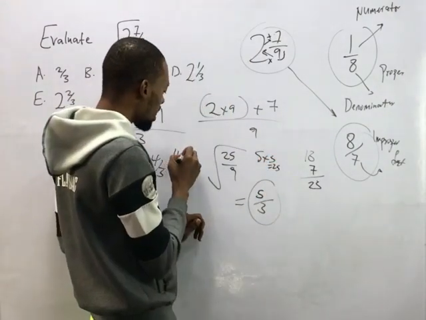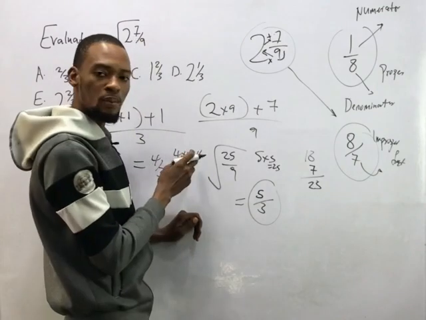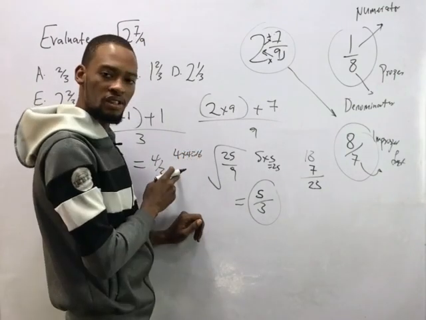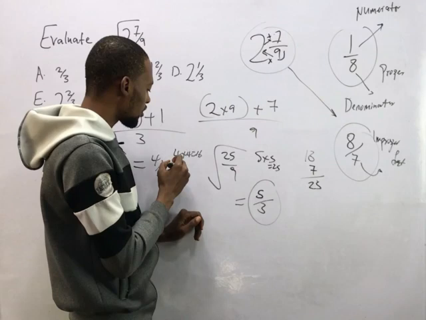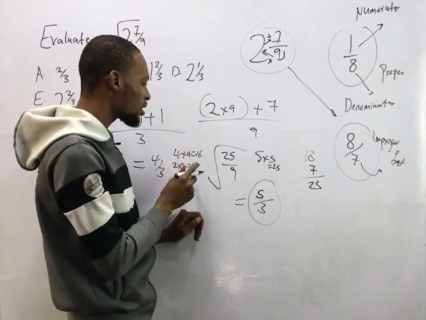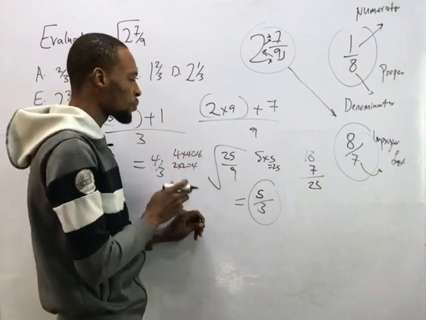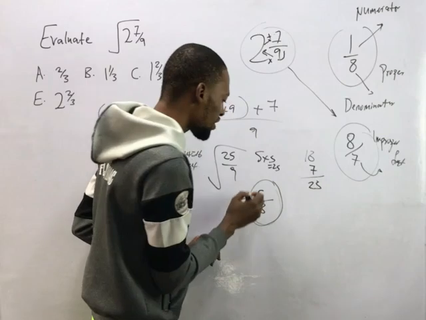Look at it. 4 times 4 is 16. This implies that the square root of 16 is 4. 2 times 2 is 4. This means that the square root of 4 will be what? 2. So this is our answer, 5 over 3.